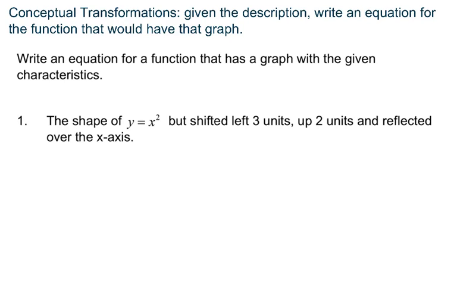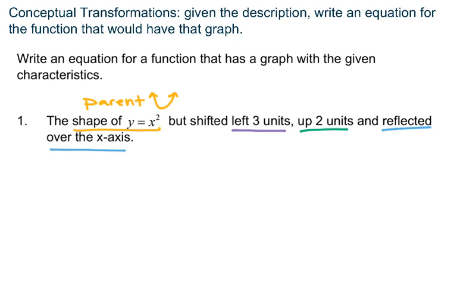So for example 1 here, we have the shape of y equals x squared. So this tells us we know the shape of our graph. We know the parent function is this U-shaped or parabolically curved graph. Now we need to apply these transformations. So instead of just being that regular parent, y equals x squared, we're going to shift it left 3 units, up 2 units, and then reflect over the x-axis.